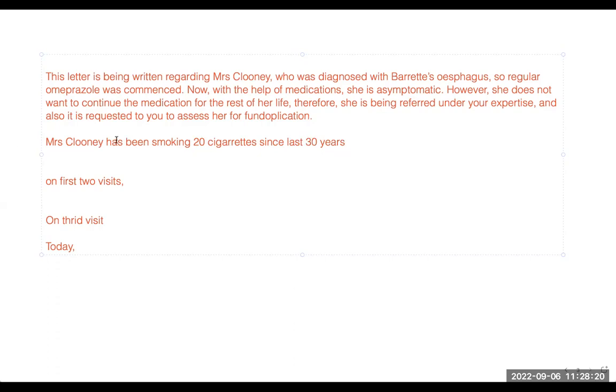Now this is very important, because these are the small things we need to take care of. Normally we write social history in the present tense, but in this letter, what has happened in the last visit, it has been said she is asymptomatic and has stopped smoking. This was given in the last visit. So we have to understand that if she has stopped smoking, we cannot say has been smoking. So we should say, Miss Clooney had been smoking 20 cigarettes since last 30 years.